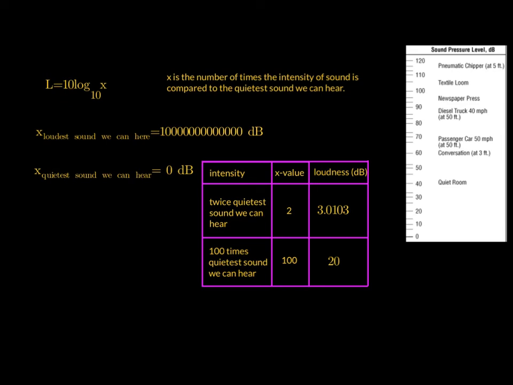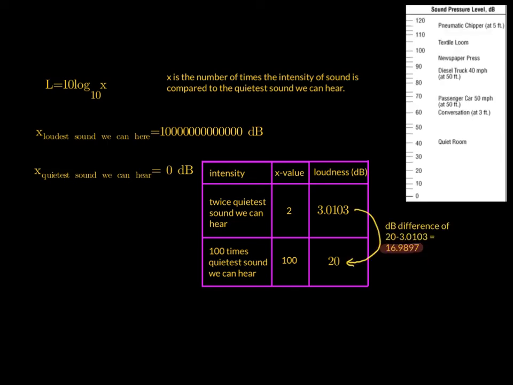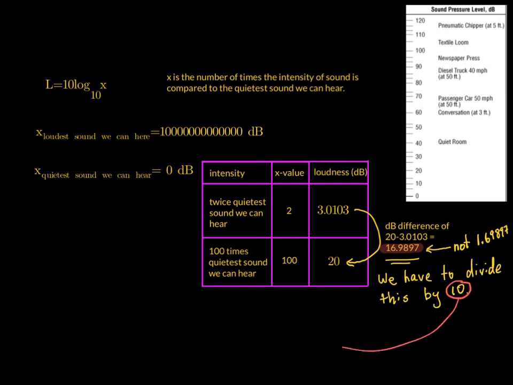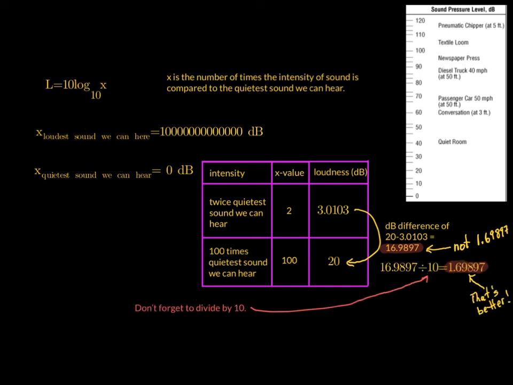So instead of a decibel difference of about 1.7 giving us an intensity ratio of 10 to the power of 1.7, it actually takes a decibel difference of about 17 to get an intensity ratio of 10 to the power of 1.7. So when you want to know how much more intense one sound is than the other, you can take the decibel difference, but then you have to divide by 10 before you do 10 to the power of that.